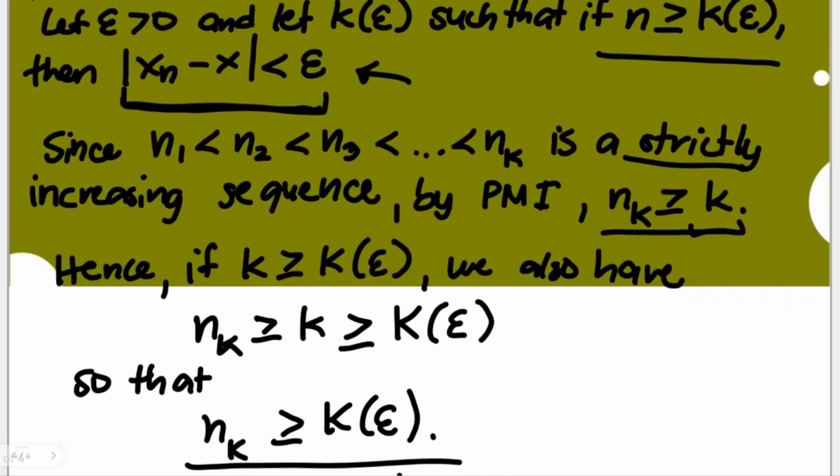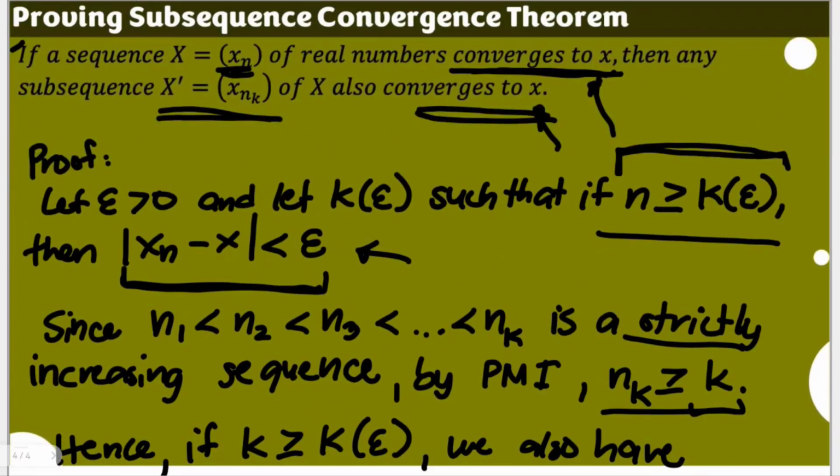Okay, so this is the proof of the subsequence convergence theorem, which tells us again that if we have a sequence that converges to x, whatever subsequences can be drawn from the said sequence should also converge to the same limit x.